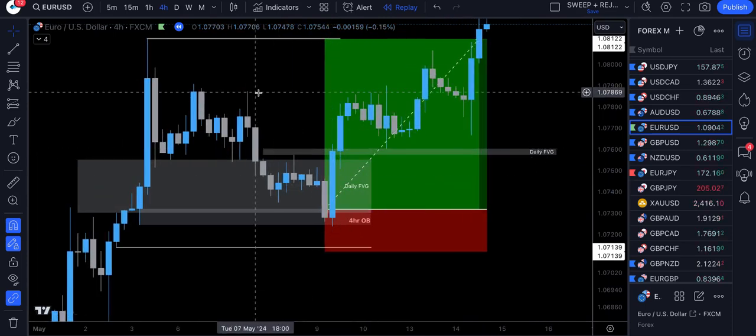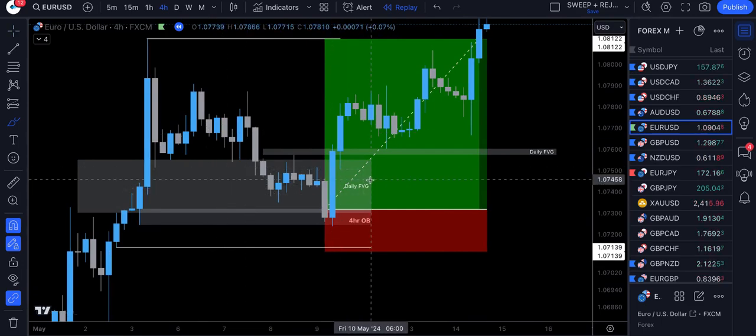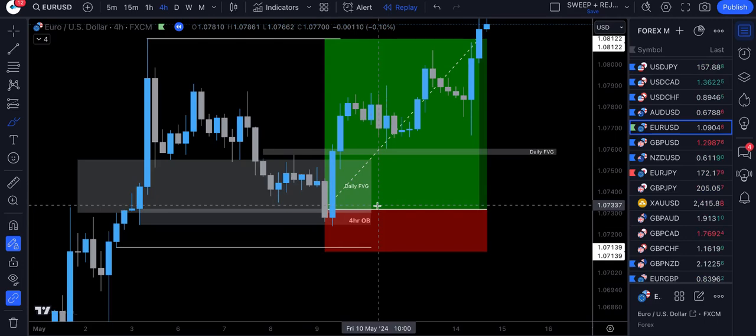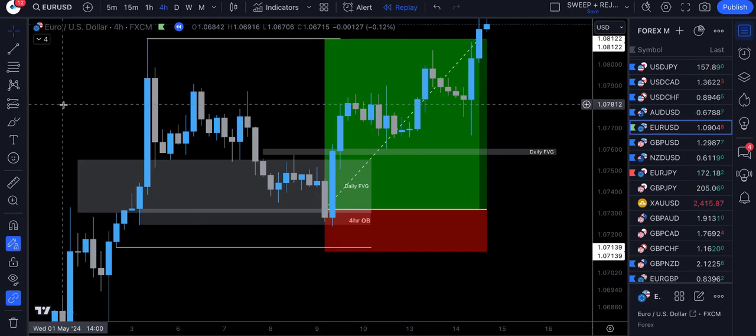So that is how you couple the daily time frame, using daily fair value gaps for your bias, and then looking for a 4-hour order block and ensuring that it's within the intersection with the daily fair value gap, in order to give you a very, very consistent and quantifiable trade.